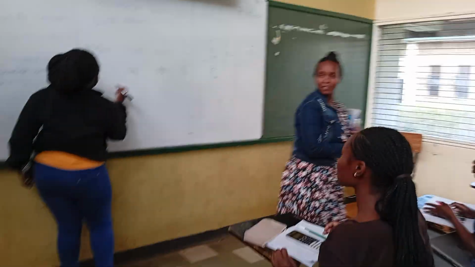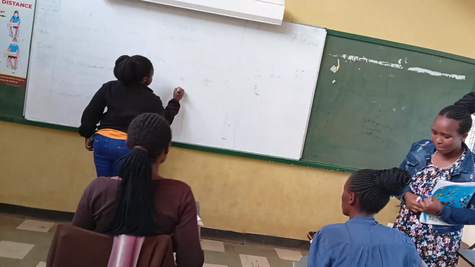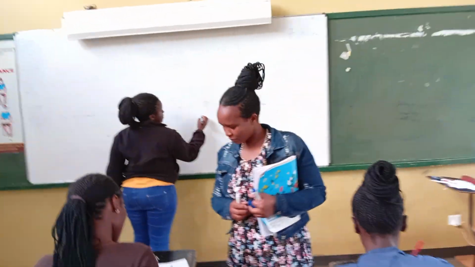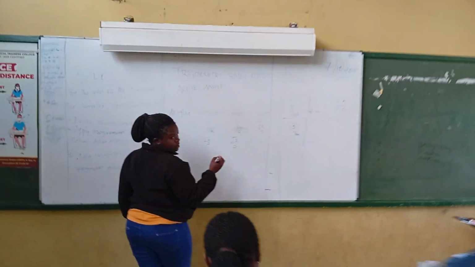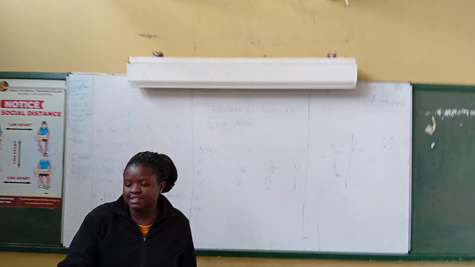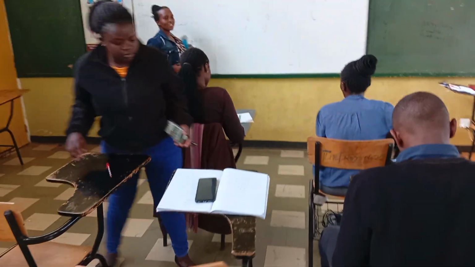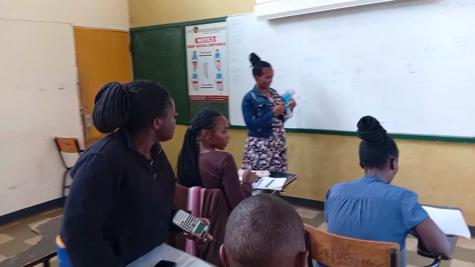So what is the sine of 45? Root 2 over 2. What about cos 45? Root 2 over 2. And then tan of 45? 1. Is she correct? Yes. Appreciate her. Thank you. And then we have 65 degrees. Somebody else?